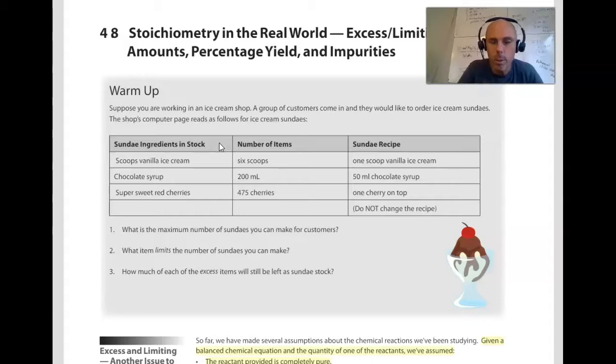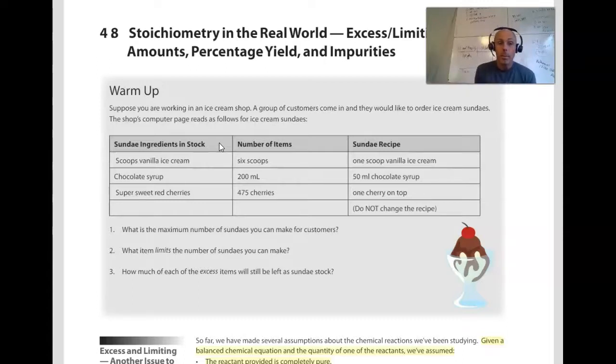on YouTube? Looks like there's 6 scoops of ice cream on hand, 200 milliliters of syrup, and 475 cherries. And the recipe that it takes to make a sundae, which has to be stuck to and cannot be altered, is 1 scoop of ice cream, 50 milliliters of syrup, and 1 cherry on top. The idea of that recipe being unalterable is analogous to, in a chemical reaction, the ratio in which things react and are produced, the coefficients, being fixed. That can't change. That's a physical law of nature.